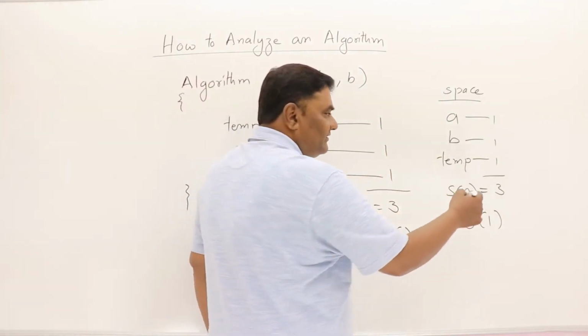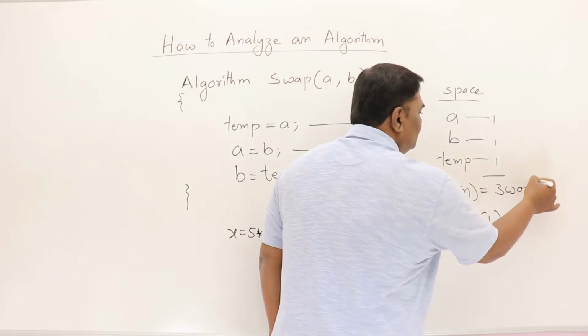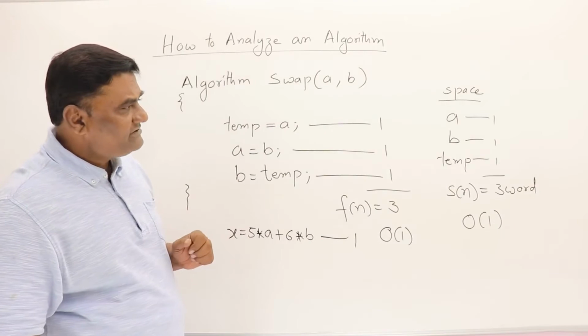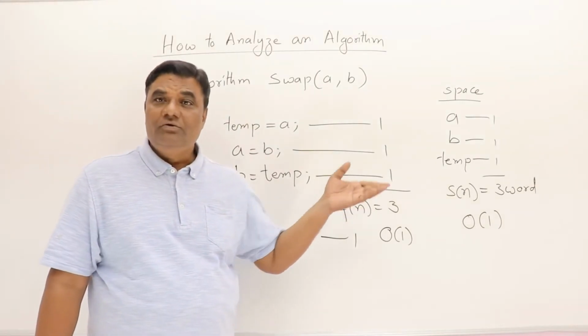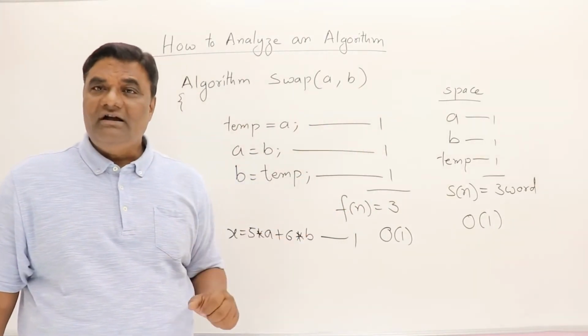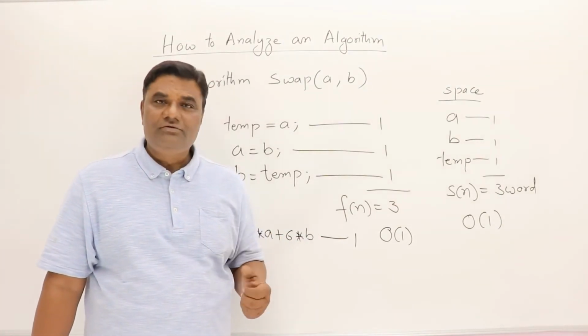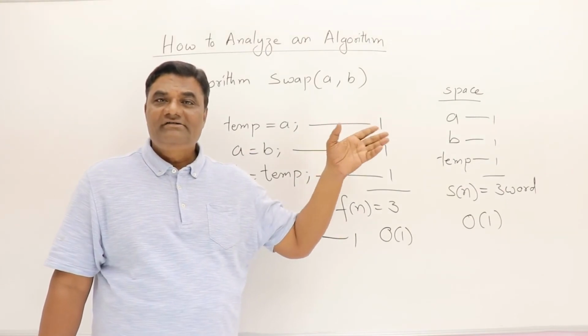So these are 3 words. Why are we saying words there, not bytes? We don't know. When we convert it to a program, it may be an integer type or float type or double type, that we don't know. So that's why we say it is taking words.